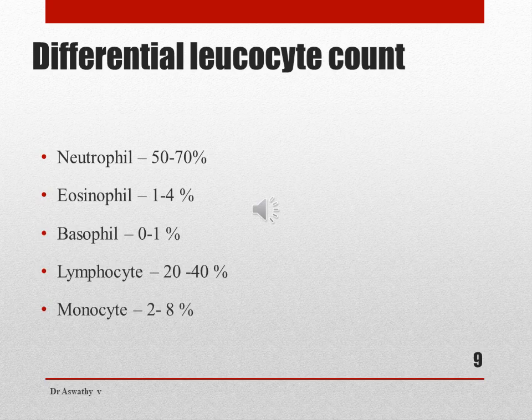Neutrophils are phagocytic cells forming the first line of defense. Lymphocytes produce antibodies and are concerned with cellular and humoral immunity. Monocytes are also phagocytic cells. They form the second line of defense. Then eosinophils are larvicidal WBCs, and basophils have a role in allergic responses. So these are the basic functions of different leukocytes.